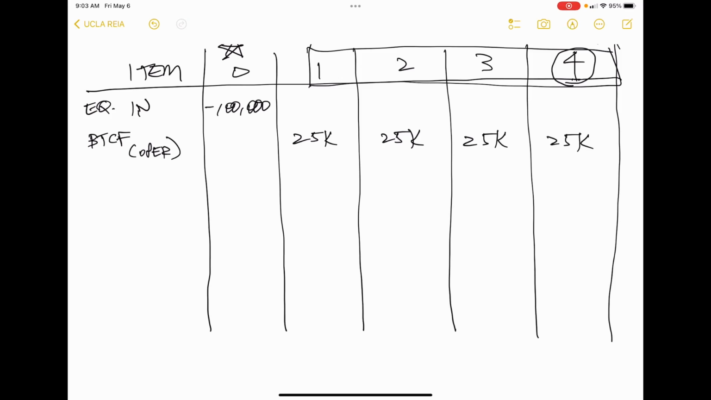At the end of the deal, at the end of our hold period, we're going to sell it, exchange it, somehow dispose of it. And at the end of that hold period, we're going to have some net cash flow when the deal closes. In this example, we'll just assume that the net cash flow at reversion is $250,000.